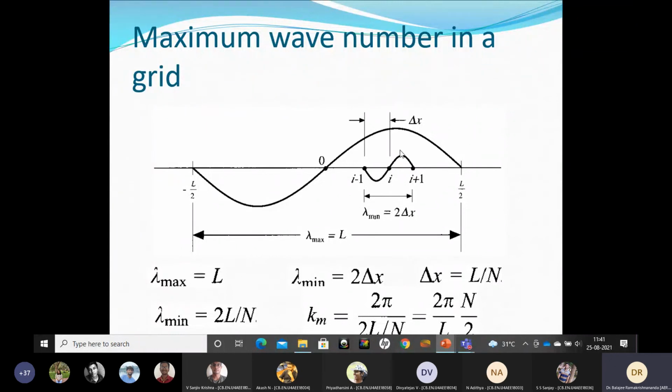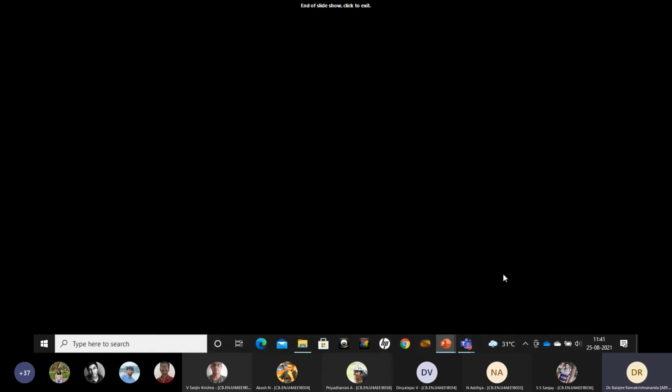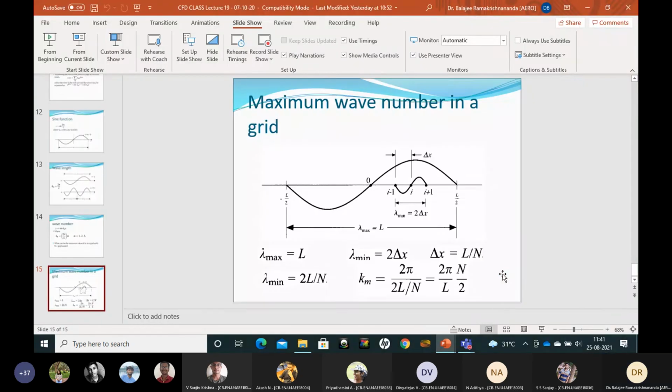So for this wave, what is the Km? That is calculated here. It is 2 pi by lambda. Lambda is 2L by n. So you will get 2 pi by L into n by 2. Okay. Is it clear? So the 2 may cancel. You can say pi n by L also. Is it clear so far?